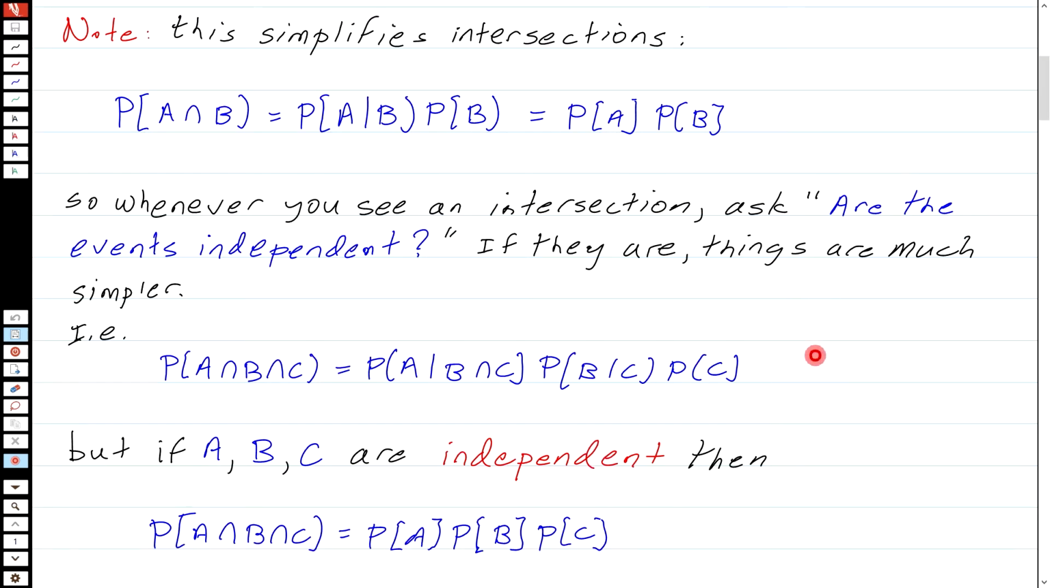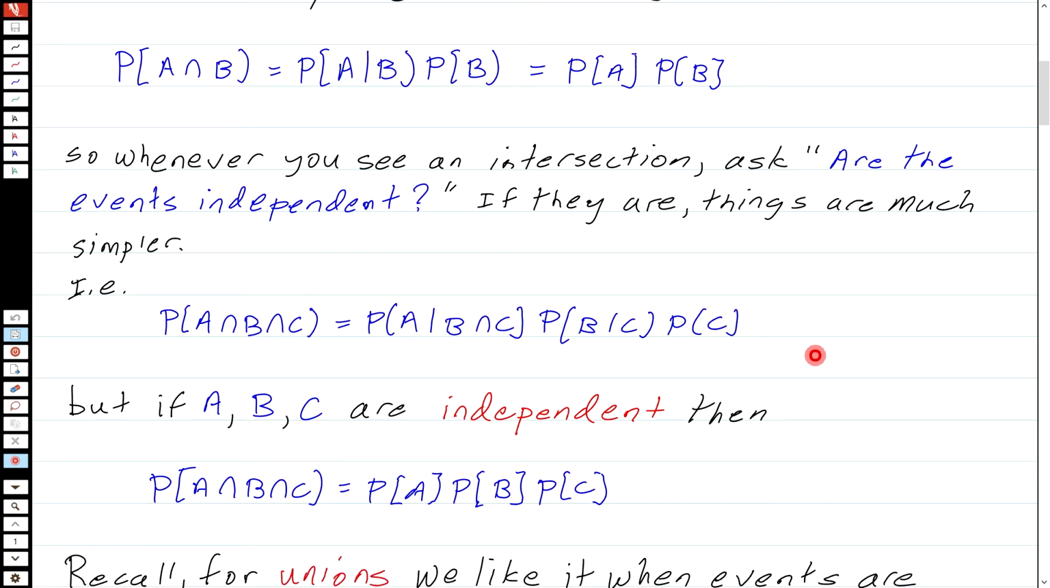These are all equivalent. If A, B, and C are independent, however, then the probability of A becomes independent of whether B and C occur, so this becomes just the probability of A. And the probability of B is independent of whether C occurs, so it becomes just the probability of B. And this is the probability of C. So the probability of A intersection B intersection C is just the probability of A times the probability of B times the probability of C.